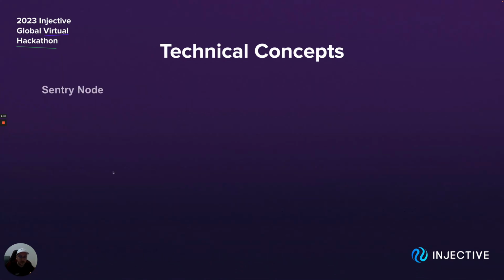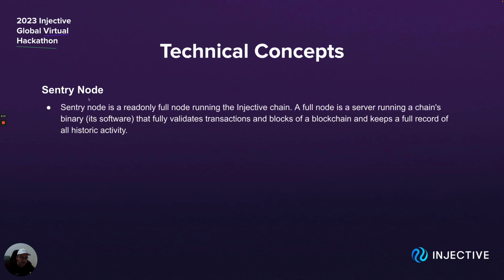Before we continue, let's discuss a few technical concepts that we mentioned, so it's easier for everyone to understand what we are talking about. Sentry node is a read-only full node running the Injective chain. A full node is a server running the chain's binary, its software, that fully validates transactions and blocks of a blockchain and keeps a full record of all historic activity. Basically, the Sentry node is used for querying the data directly from the Injective chain itself.